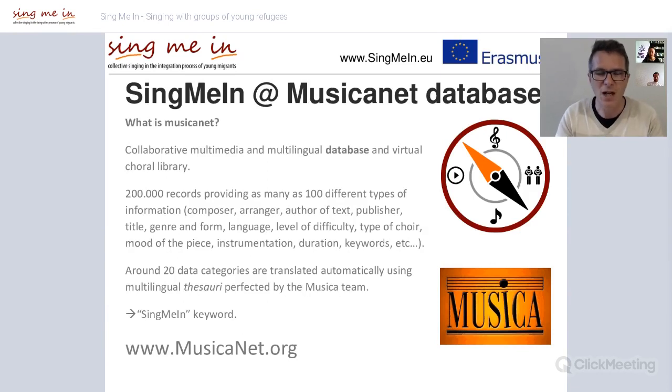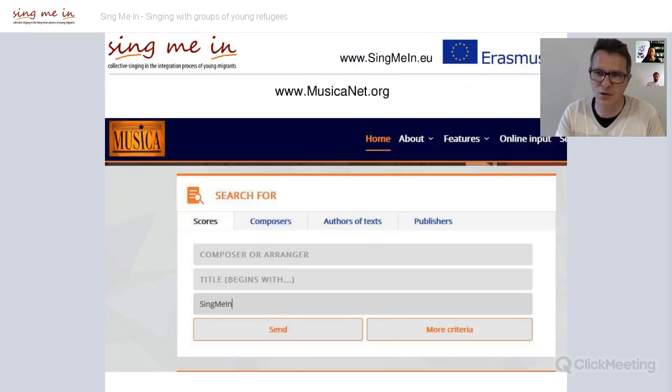In this particular case, they have implemented the singing keyword, which means if you go to this, which is only the basic search interface, you can add a lot of other criteria.